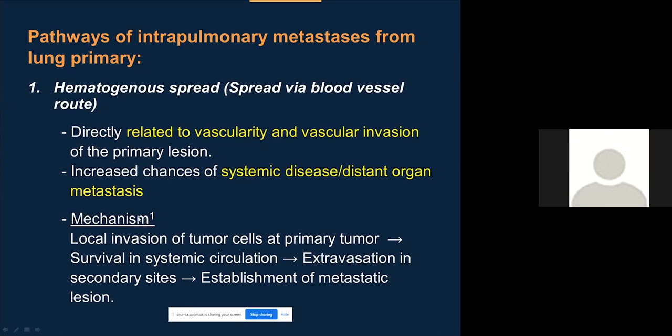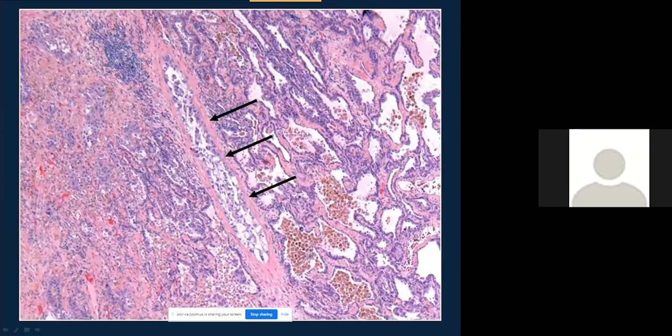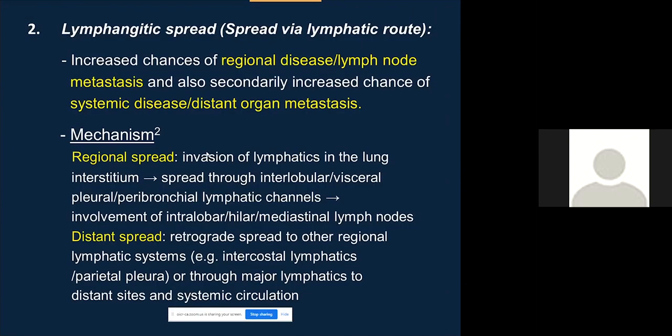lesion. And when we look in pathology, what we're going to find is a cancer. And here, I'm not explaining the details of adenocarcinoma. This is an adenocarcinoma. There is a blood vessel here. And within the blood vessel, we see cancer. So this is a classic example of cancer invading a blood vessel, which could eventually cause a distant metastasis or even an intrapulmonary metastasis. Okay, a second pathway of spread would be the lymphatic route.